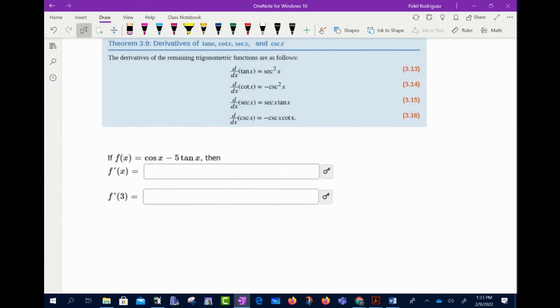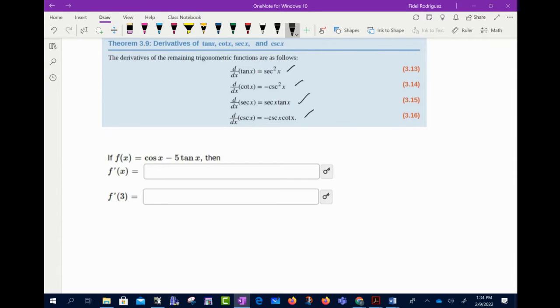Okay, so look what else we got right here, y'all. I also have the derivatives for tangent, cotangent, secant, and cosecant. The derivative of a tangent function is secant squared. The derivative of cotangent is a negative cosecant squared. The derivative of a secant function is secant times tangent, and the derivative of a cosecant function is a negative cosecant times cotangent. Okay?